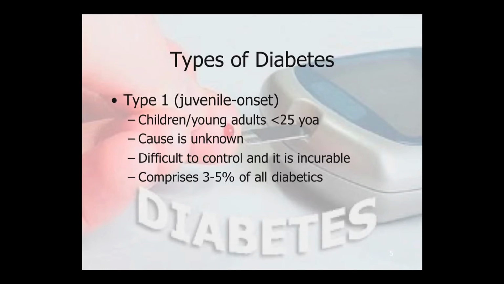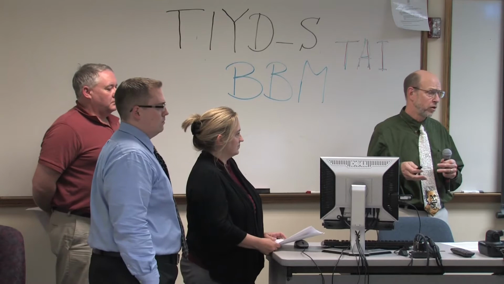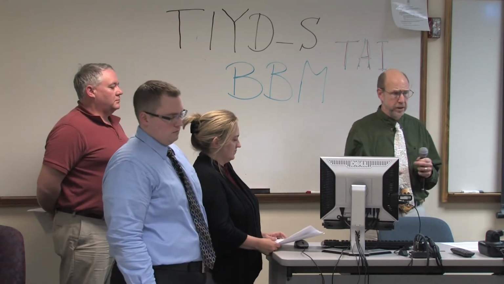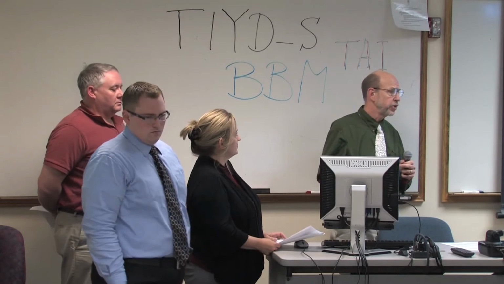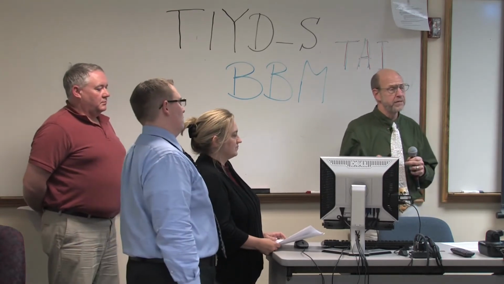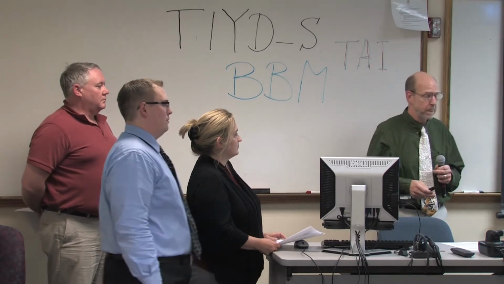There are two types of diabetes. Type 1 is often referred to as juvenile onset diabetes, and it occurs in children and young adults, almost always if they're younger than 25 years of age. They don't know what causes it, and currently there is no cure. It is incurable, and 3 to 5% of all diabetics are type 1.